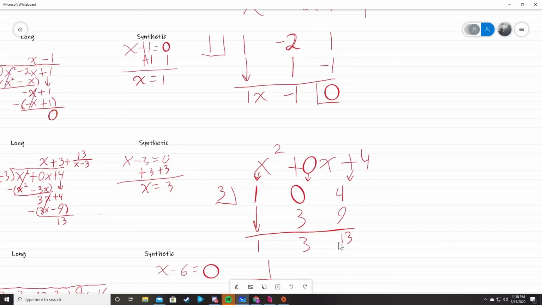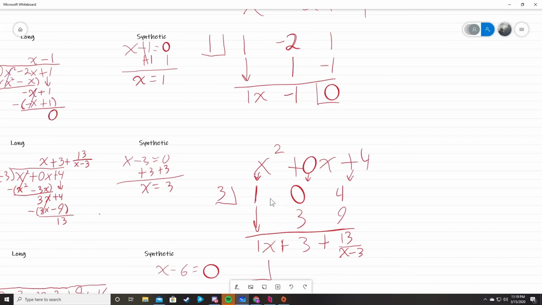So we're going to go through and put in our x's now. We got 1x, that comes first. Then we got plus 3. So let's put that plus sign in there. Then we got plus 13, and since we are dividing by a number, we got to put that 13 over what we divided by, which is x minus 3. So all in all, same answer, just a different process.